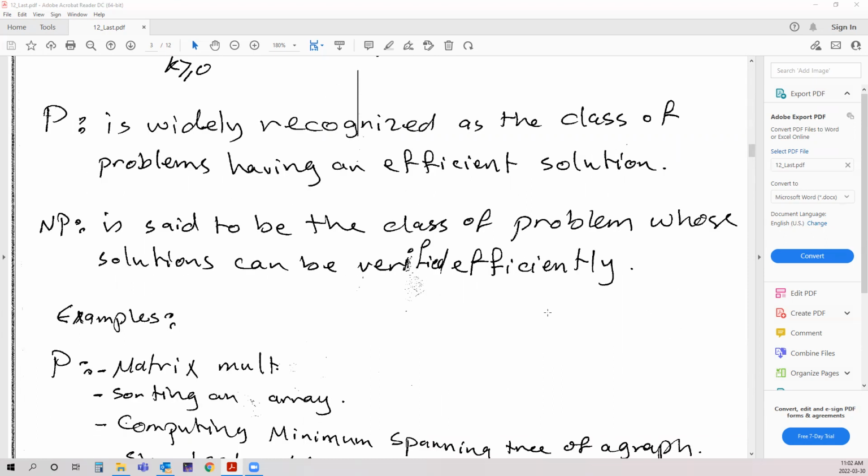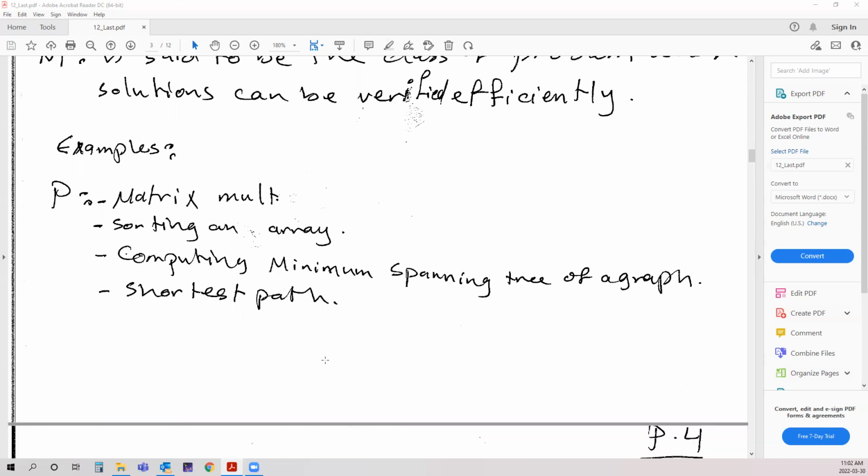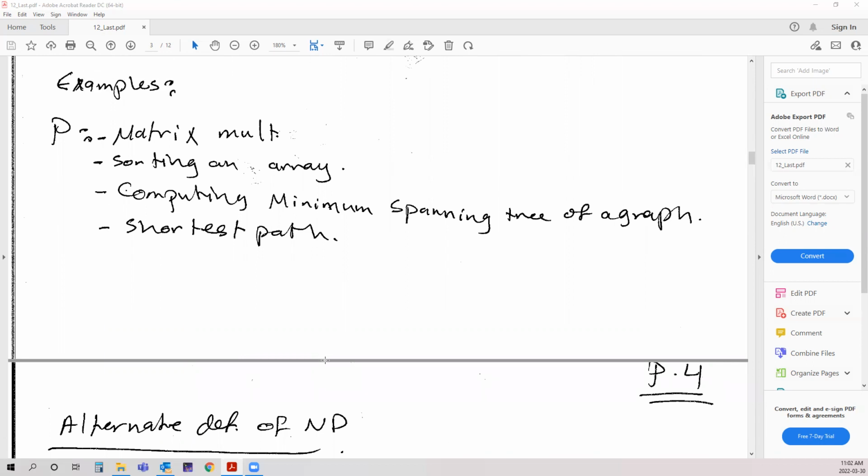So what are the examples? For P: matrix multiplication, sorting an array, computing the minimum spanning tree of a graph, shortest path. Those are problems for which I know there is an efficient solution. For NP, for example, some optimization problems: if somebody brings me a solution, I can verify it efficiently. But finding a solution is not an easy step.